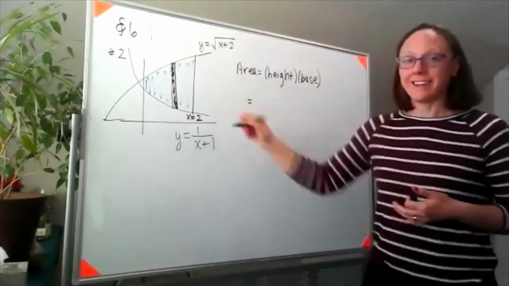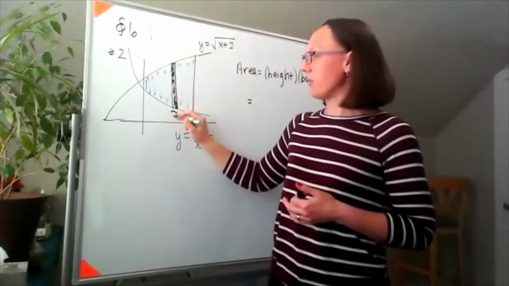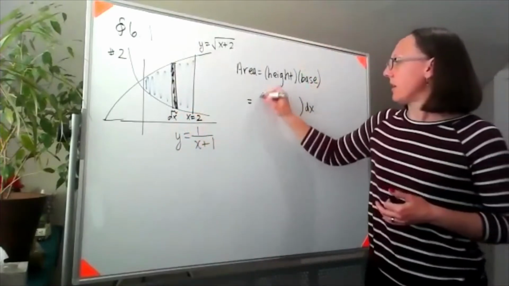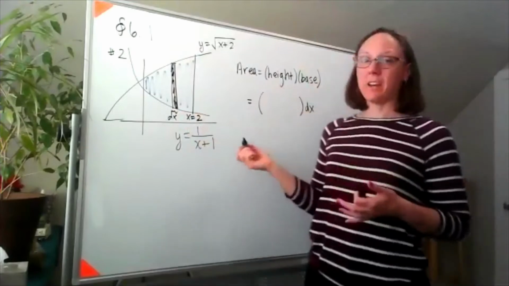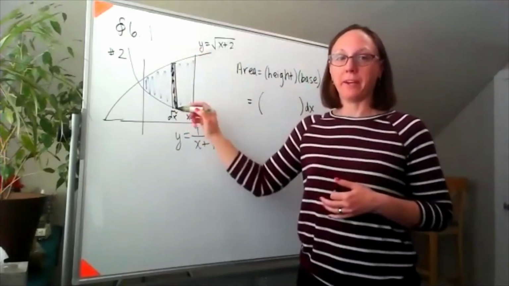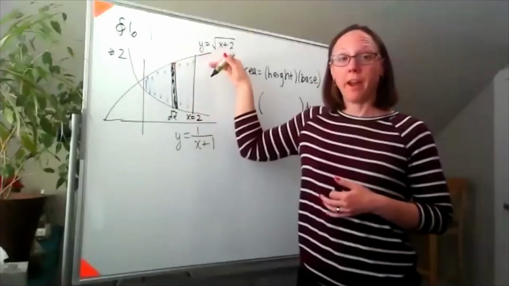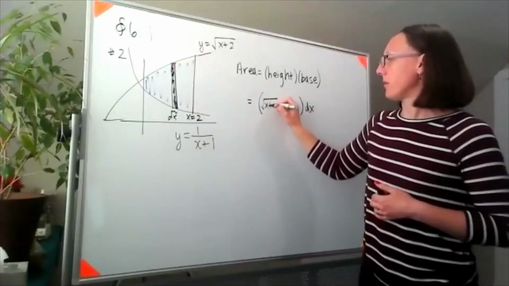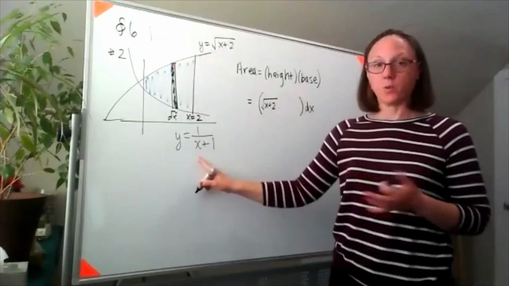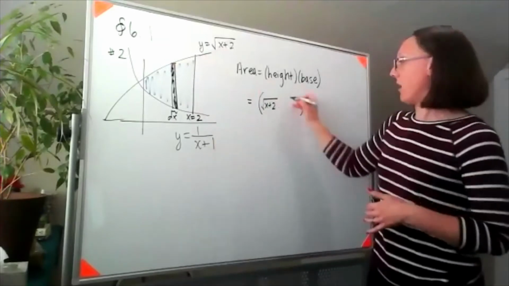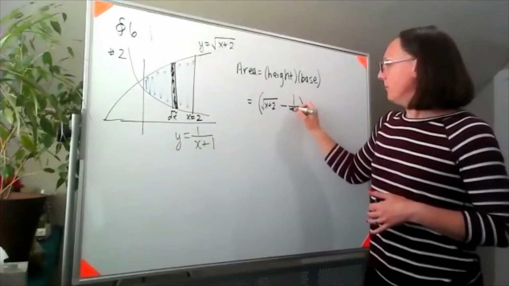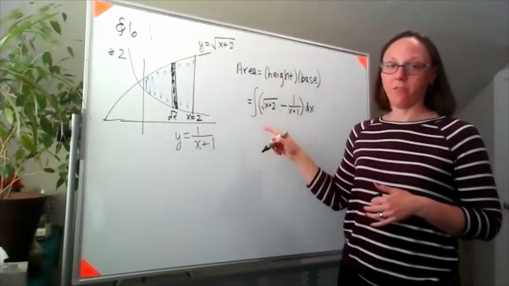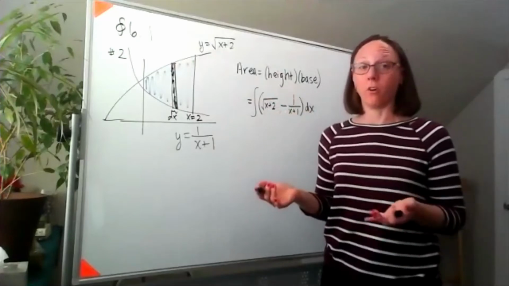For my teeny tiny skinny rectangle here, my base is a little bit of dx. And I'm going to get my height by thinking about the top height minus the bottom height. So that top height is the square root of x plus 2. The bottom height is 1 over x plus 1. And then we're going to add those up calculus style, meaning we're going to write an integral.